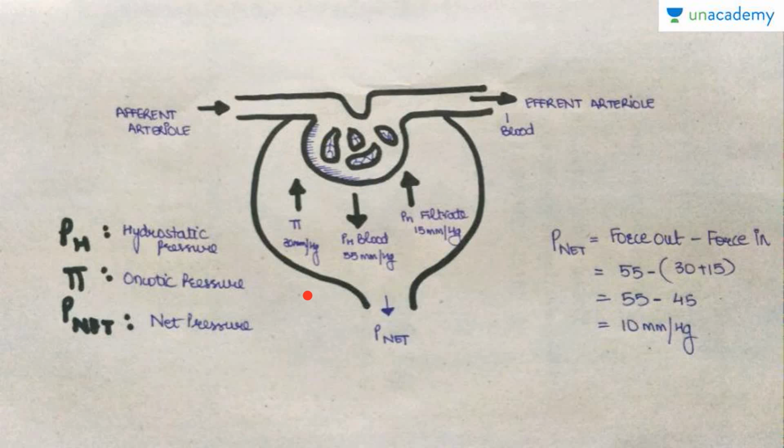Now in the examination, a number of times a question is asked in which you have to calculate the net pressure. So I have written the equation here. The net pressure is force out minus the force in. So this is the force out, and minus the force in. Using the rules of BODMAS, I have done 55 minus (30 plus 15), which is going inside, so minus 45. So the net pressure that is exerted here towards the proximal convoluted tubule is 10 millimeters of mercury. So that was about the forces of filtration.